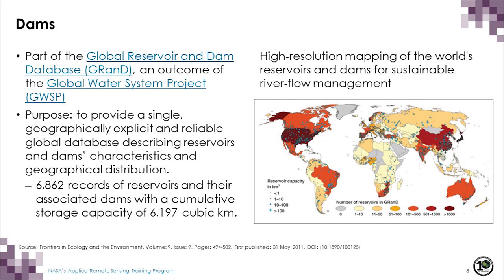It includes about 6,800 records of reservoirs and their associated dams with a cumulative storage capacity of around 6,000 cubic kilometers. The outcome is a high resolution mapping of the world's reservoirs and dams for sustainable river flow management. And the map on the right displays one of these layers.